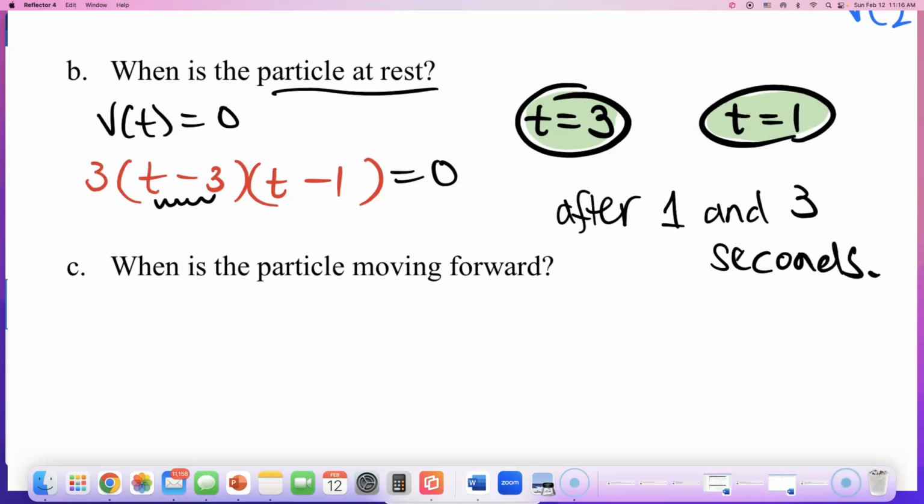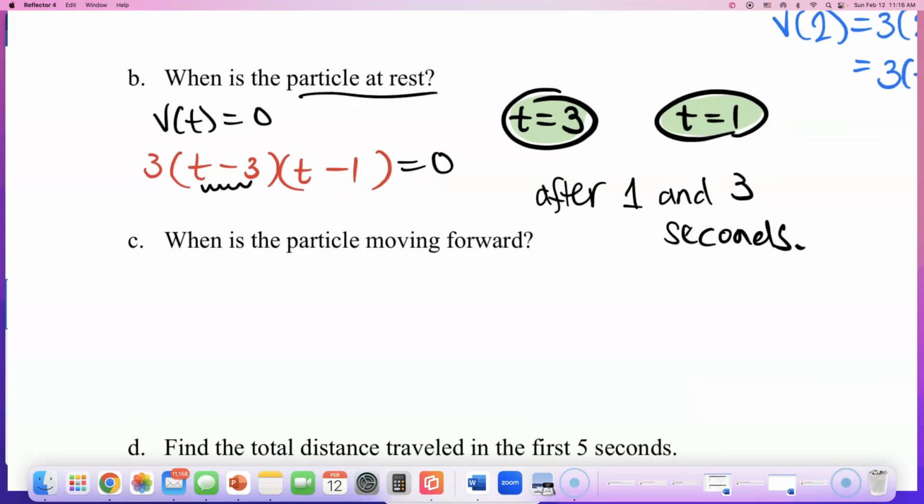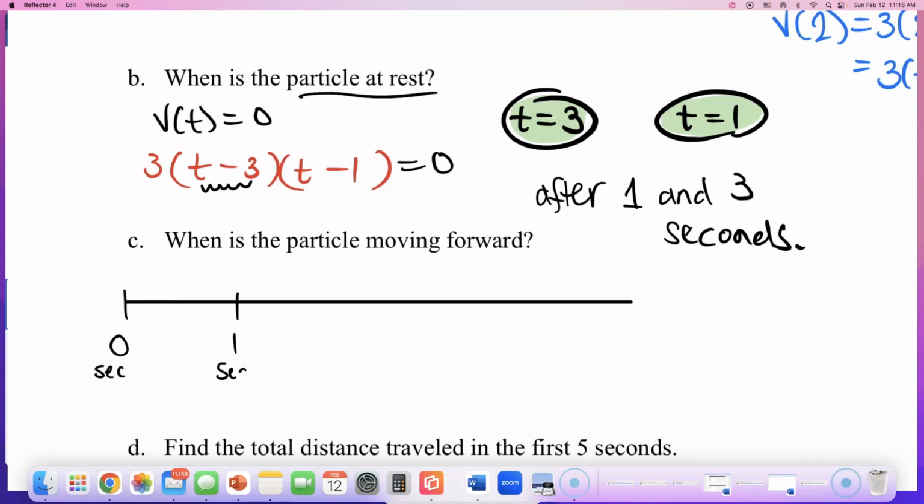Now, let's look at the next part. When is this particle moving forward? That's very interesting because what we just found out is that, here is time 0. We start at time 0 seconds, 1 second, 2 seconds, 3 seconds. I'm just making up a timeline. 4 seconds, and so on.